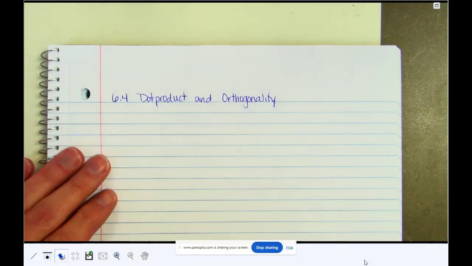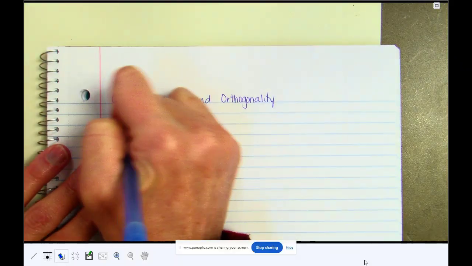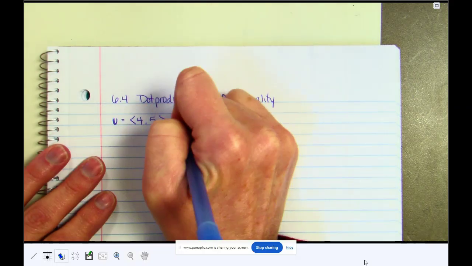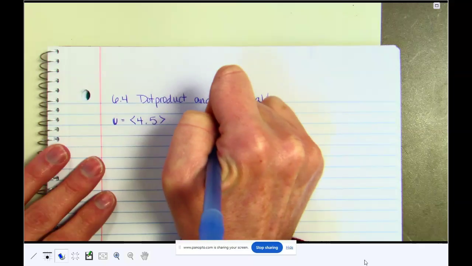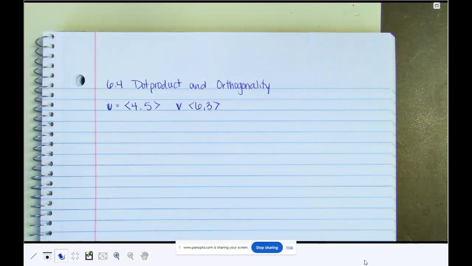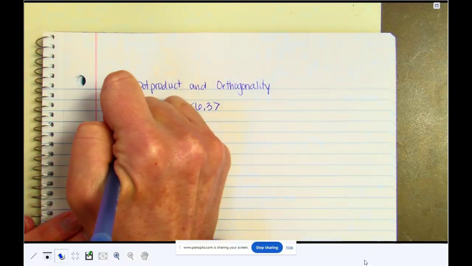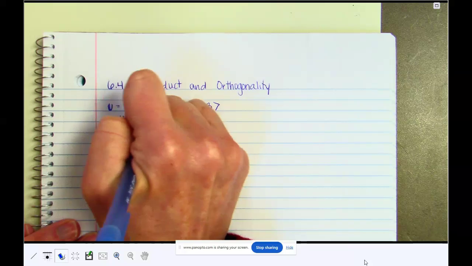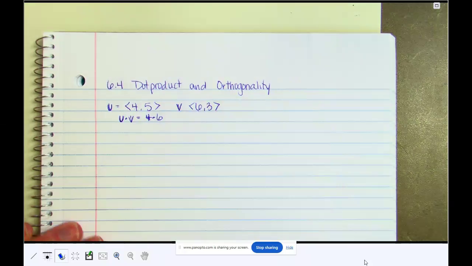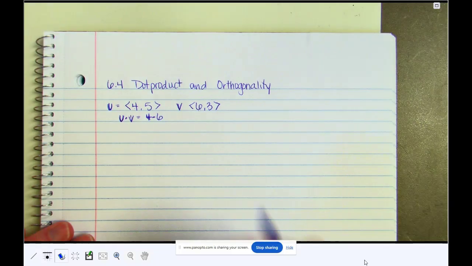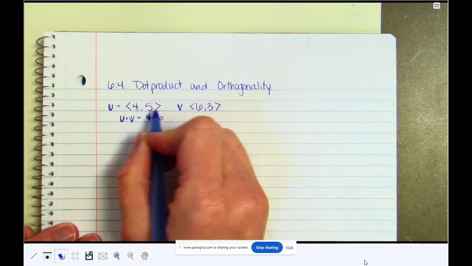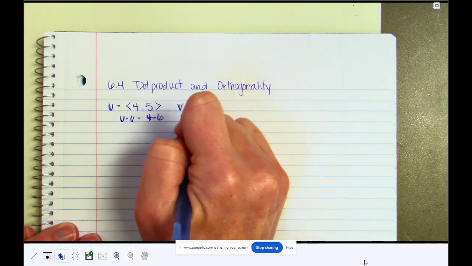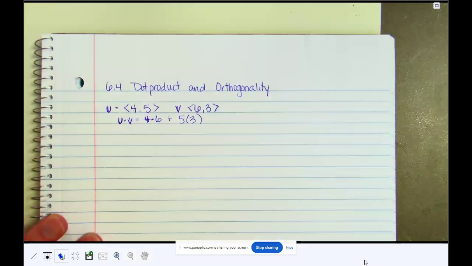Okay, so let me show you a couple things. Give you an example. Let's say that vector u is 4, 5, and vector v is 6, 3. Okay, we're going to find u dot v. That is how you say it, u dot v. So u dot v is multiply the x's. I'm going to write my work out this time for you because this is the first time we've done it, but I probably won't do it again. So multiply the x's. That's where the 4 and the 6 came from. Multiply the y's. 5 times 3. Add them together.